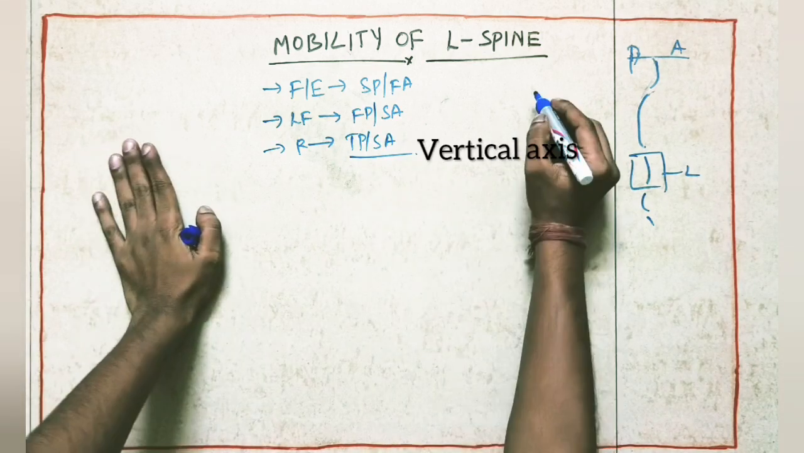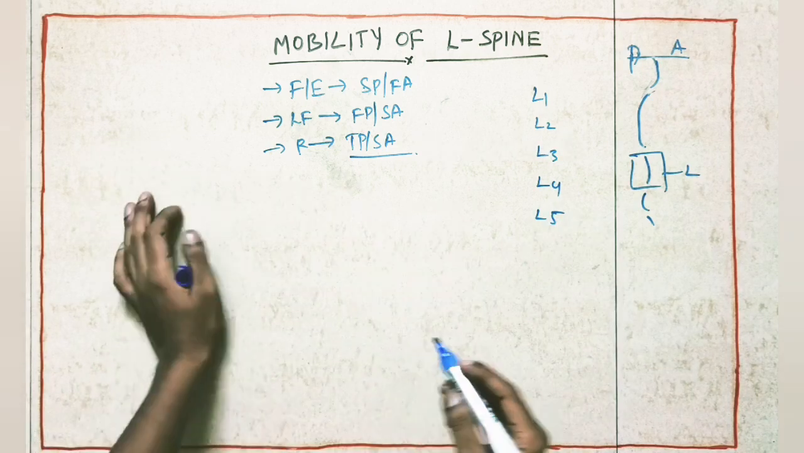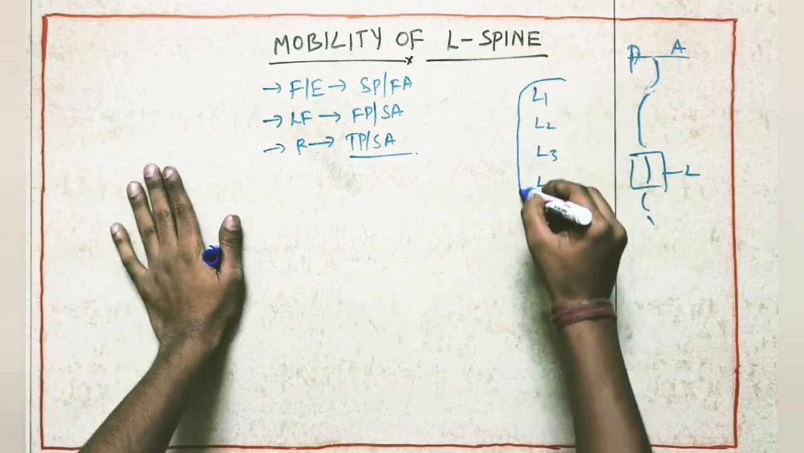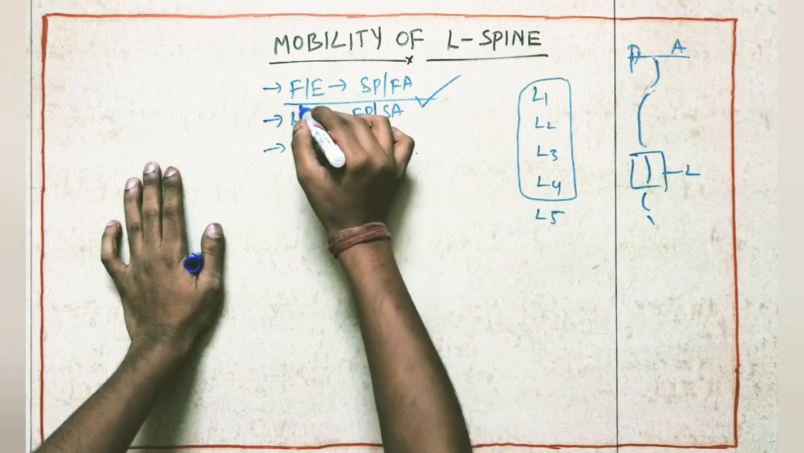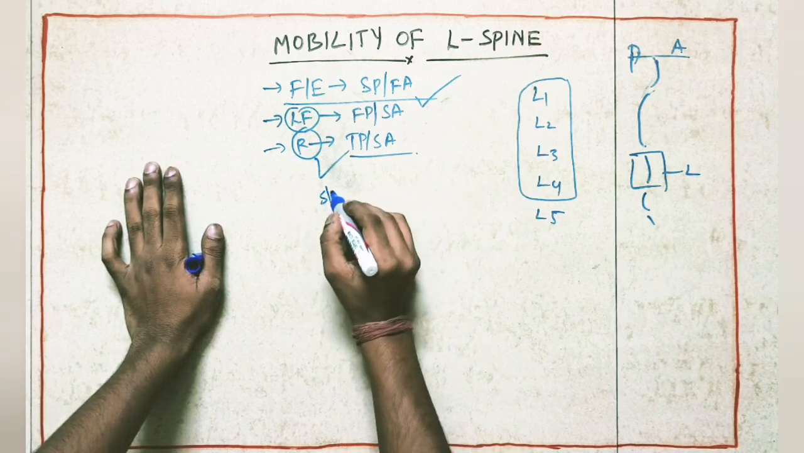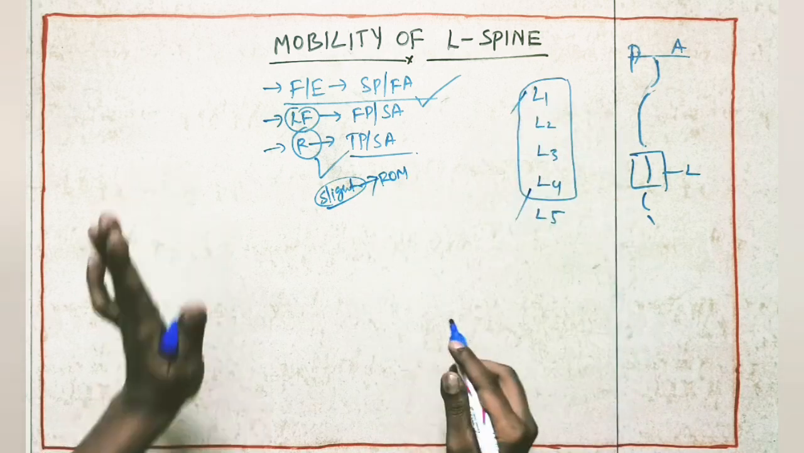So if we come to the lumbar spine, L1, L2, L3, L4, L5, a total of 5 vertebrae will be there. In these 5 vertebrae, from L1 to L4, the flexion and extension movements will happen, and lateral flexion and rotation movements will happen very slightly. Very mild ROM will happen in the L1 to L4 lumbar vertebrae.